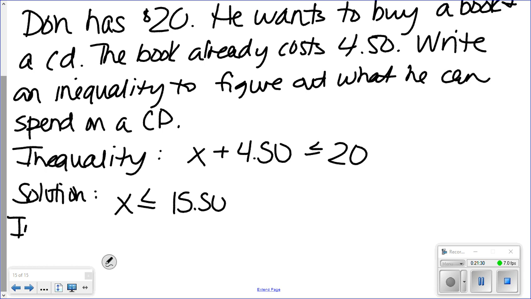Now, if I asked you to interpret it, what would you say? You can spend less than 15.50, or you can spend 15.50 or less. So like you can spend $14, or $15.49, or $15.48. He has that money left in his pocket. You can spend all that amount. Okay? That's what interpret means. Tell me what it means.